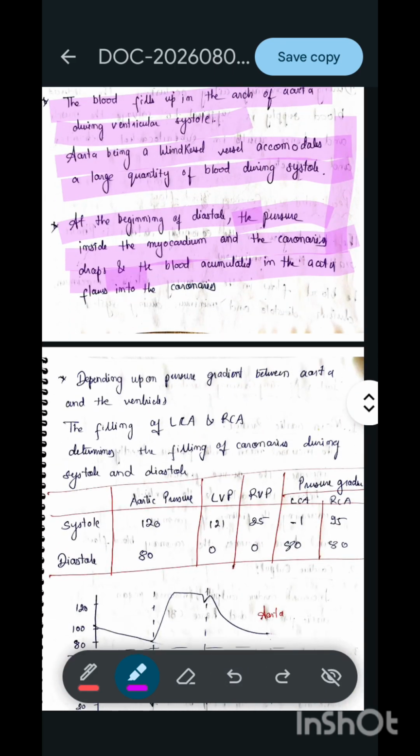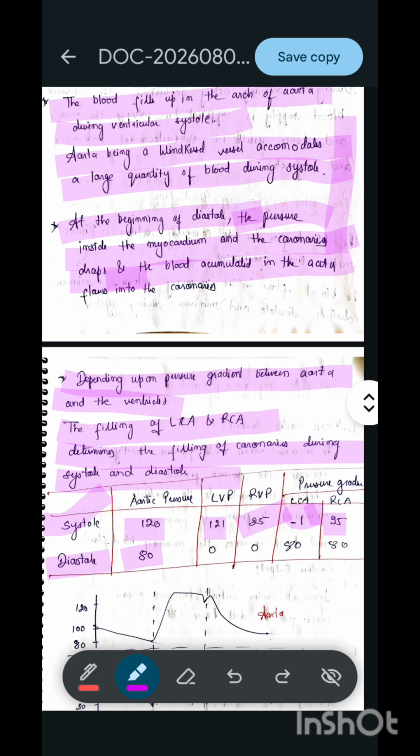So, depending upon the pressure gradient between the aorta and ventricles, the filling of the left and right coronary arteries determines the filling of coronaries during systole and diastole. If you look at systole, the aortic pressure is 120, as we know. The left ventricular pressure is 121. The right ventricular pressure is 25. So you see the pressure gradient in the left coronary artery is -1. The pressure gradient in the right coronary artery is 95.